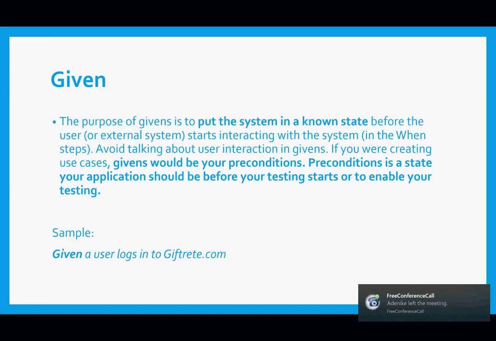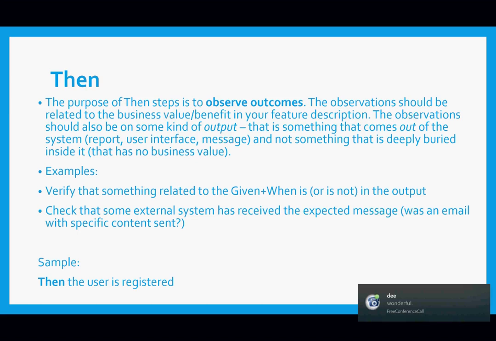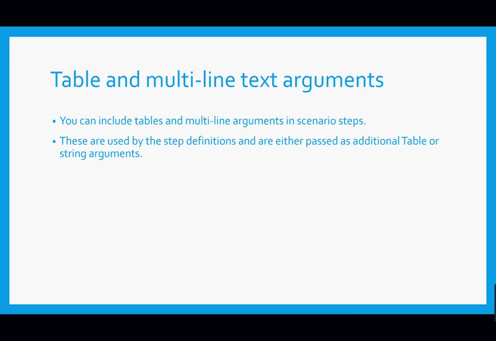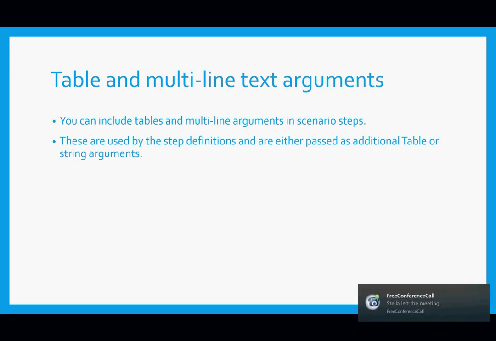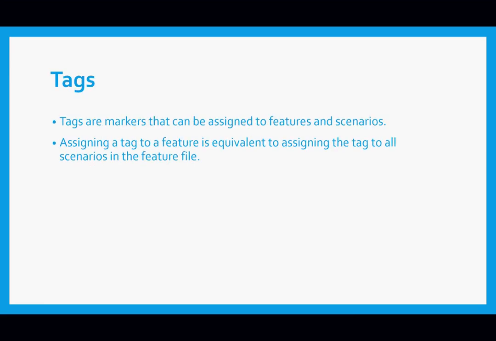I've also explained what a given is, what a when is, and what a then is, and how you do the then to get your observed outcome. In our practical part, I explained tables, and we did a table using scenario outlines and also multi-line arguments.